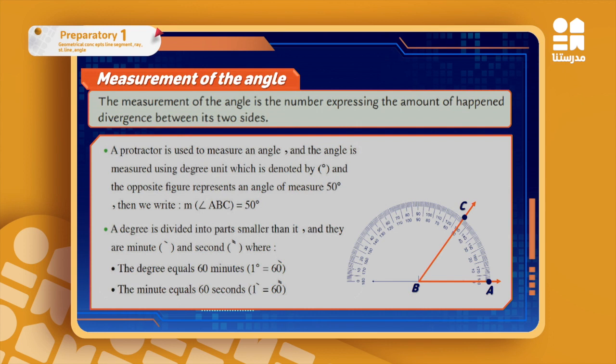The minute equals 60 seconds, as you know if you are using a watch. Okay, here we have 1 minute equals 60 seconds. Above 60, we have to put two dashes.